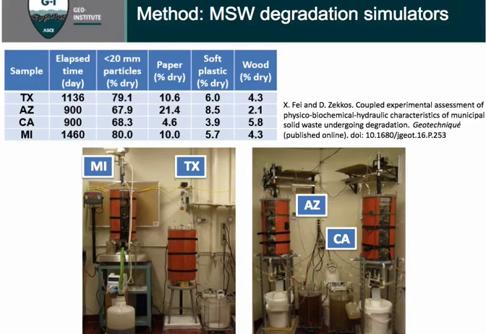So in total, I want to present the results for 4 different simulators, each containing waste from a different state: Texas, Arizona, California, and Michigan. And in the table, you can see that it's a long-term degradation test. The shortest one is 900 days, and the longest one is about 1,500 days. They all have different waste composition, different amounts of less-than-20-millimeter particles. And again, like I said before, this is not the focus of this presentation, so you are referred to this recently published paper for more details.